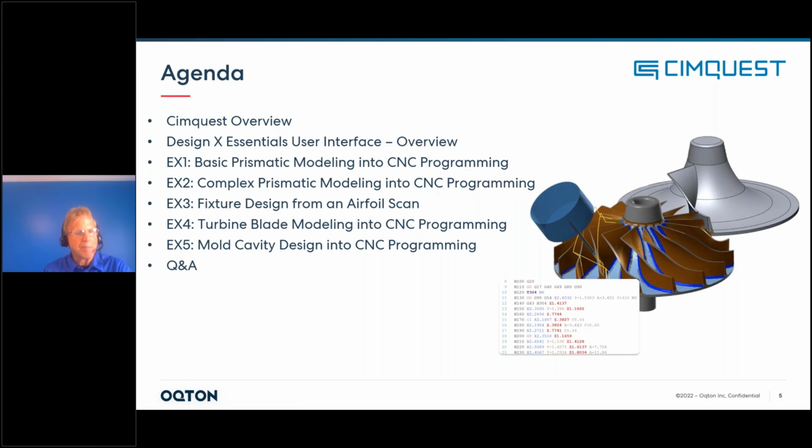The first example is going to start out with a very basic prismatic mesh model that we'll take into modeling. We'll go through building in design intent, and we'll end up with good CNC code. Next, we'll go through a little more complex prismatic modeling, but we'll go again from scan into model and then into CNC programming.